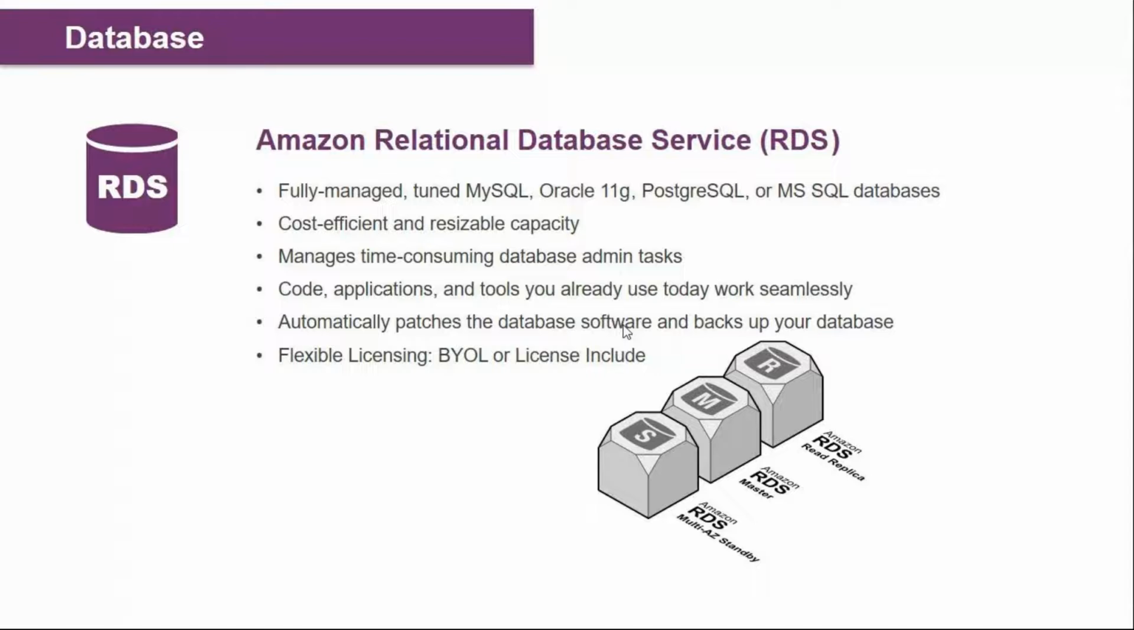Amazon RDS is a web service that makes it easy to set up, operate, and scale a relational database in the cloud. It provides cost-efficient and resizable capacity while managing time-consuming database administration tasks.